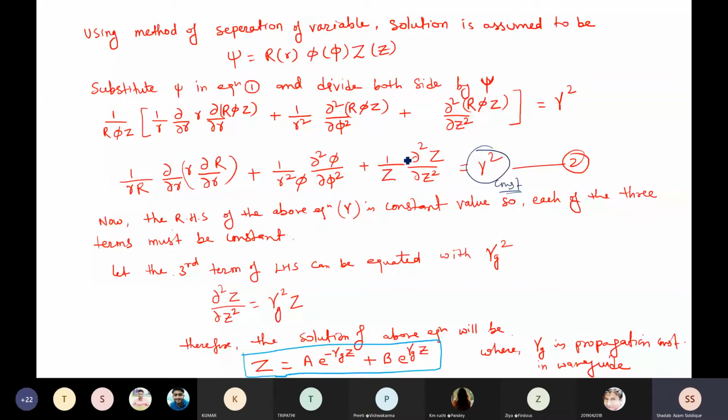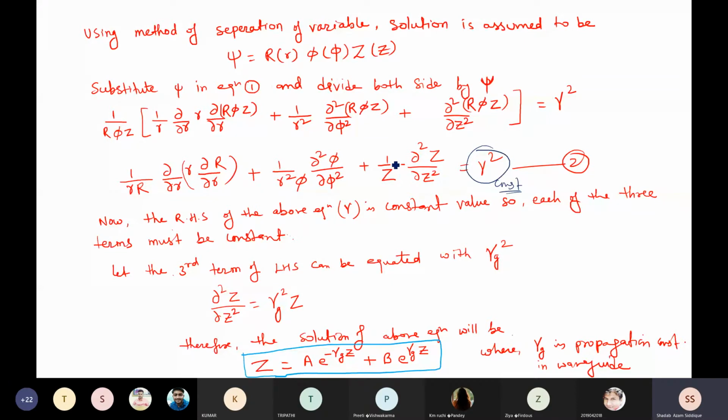You remember in a rectangular waveguide, we had taken this as minus kx square minus ky square minus kz square. And there we have taken kx, ky as kc, and this as gamma g. So if you remember, then you can easily correlate and understand. Okay, very easily. So now you can see all these terms as a constant value, because in the RHS we have a constant, so in the LHS all the terms will be constant. We'll take one by one term, and we will equate with a constant term.